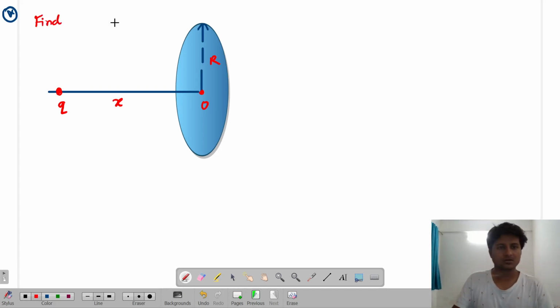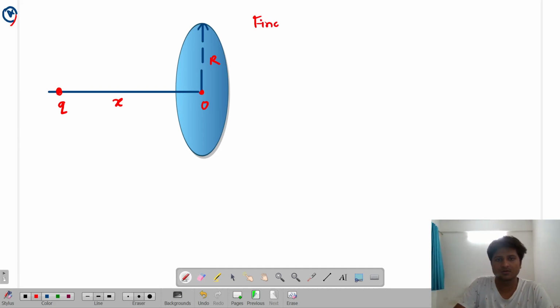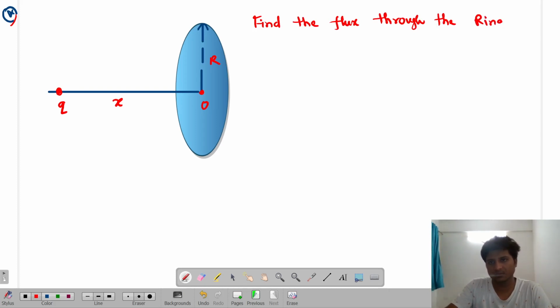Find the flux through the ring. That's your question. Okay. Find the flux through the ring. Do it. Do it fast.